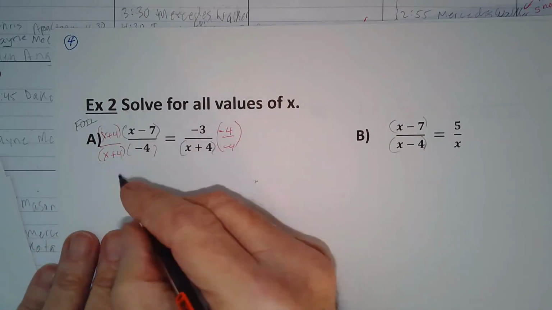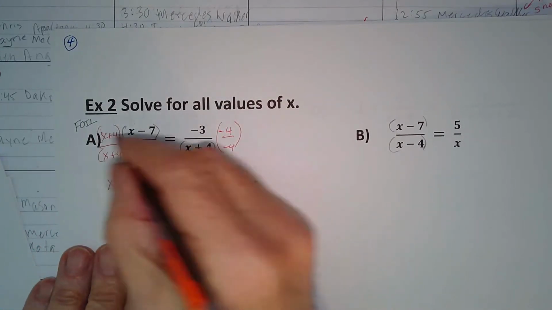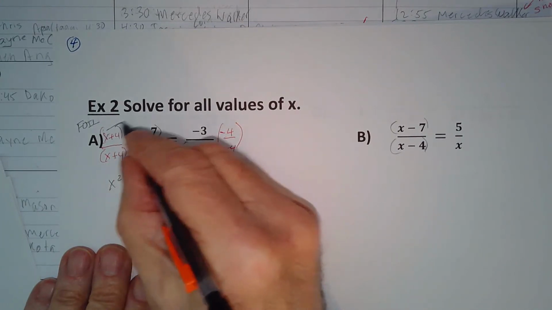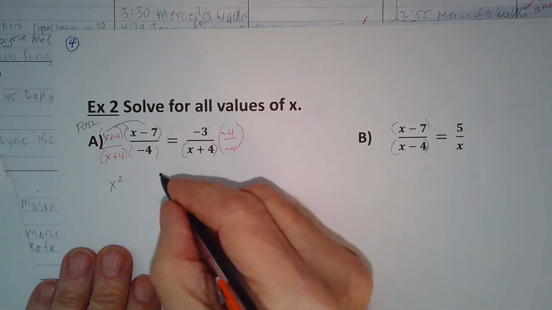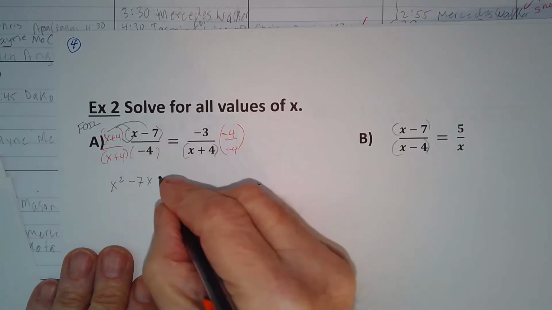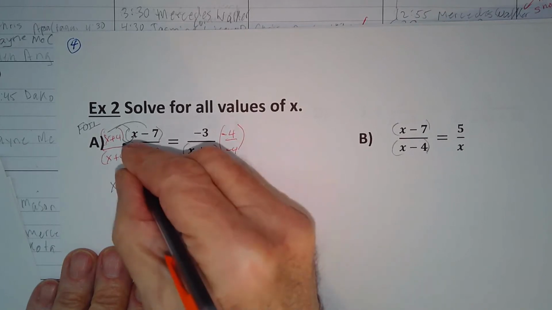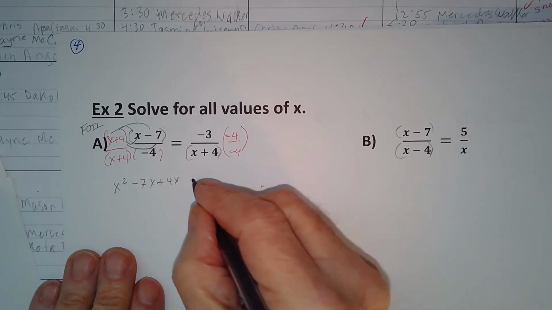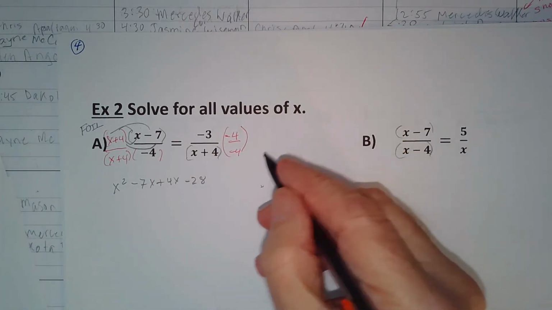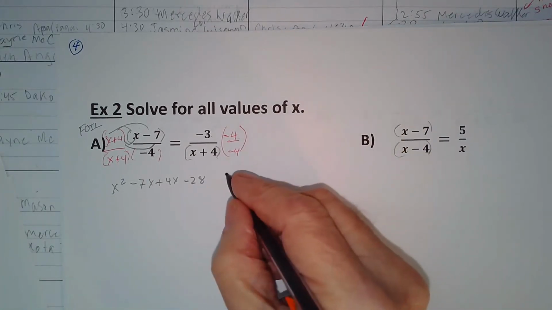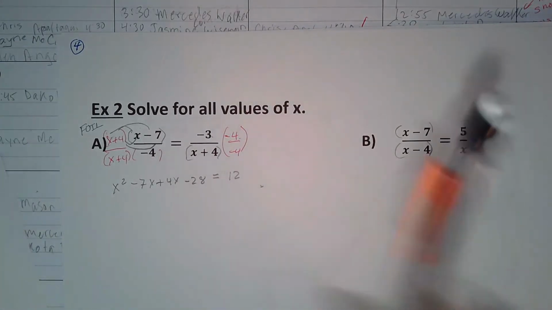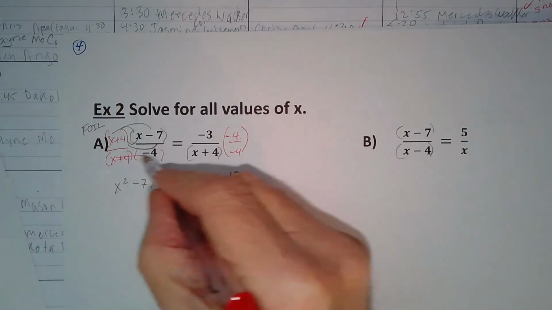So x times x is x squared. Can't get rid of it any other way. x times negative 7 is negative 7x. 4 times x is positive 4x, and then 4 times negative 7 is negative 28. Okay? And that's going to equal negative 3 times negative 4, so that's going to be positive 12. And let's just get rid of the denominator. We don't need it anymore.